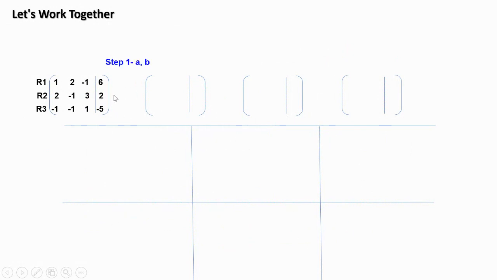Step 1, we're going to use row 1. So row 2 has to change, and row 3 has to change. So these two will become zeros, and we have to use row 1. Here I'm going to multiply -2 times row 1 and add it to row 2. Here I'm going to just add row 1 plus row 3. Right, and here's my work. I call this step 1 A and B.